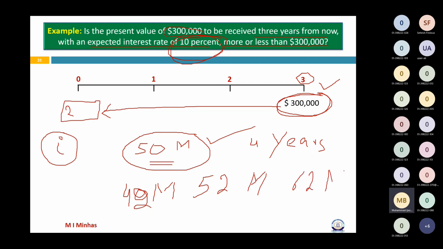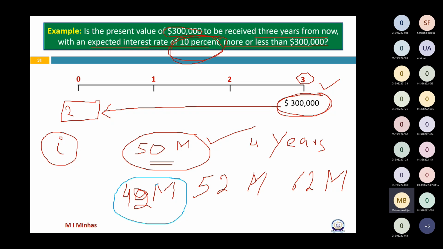What do you think? Can you make it 42 million, sir? Yes, 42. Okay, so well done.